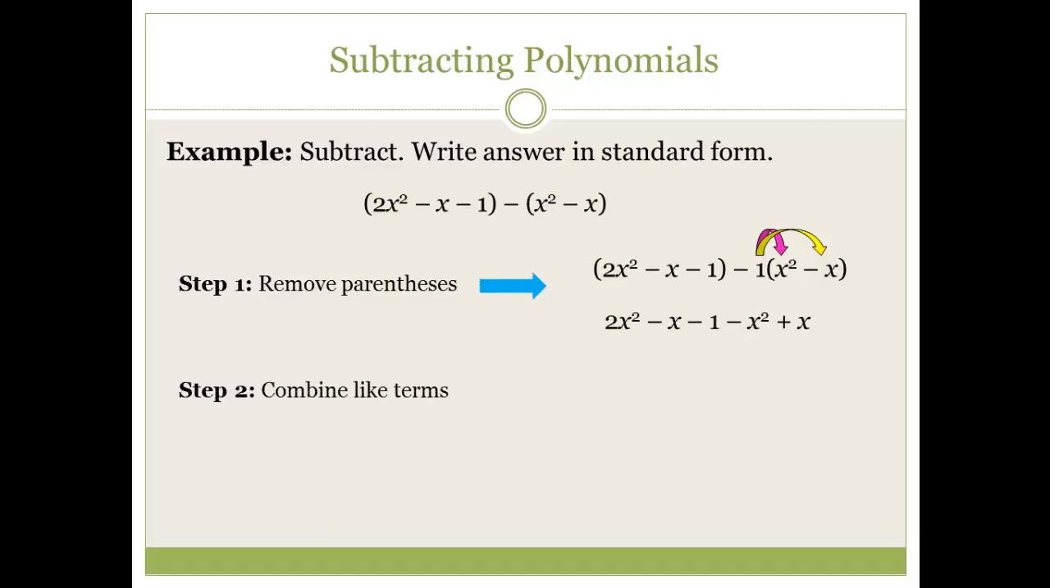Now we combine like terms. 2x squared minus x squared is x squared. Negative x plus x is 0x, and negative 1 is by itself. Because the middle term is 0x, we can eliminate that from the final answer, and we are left with x squared minus 1.